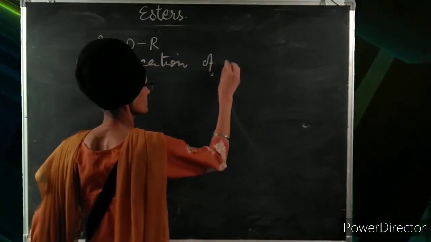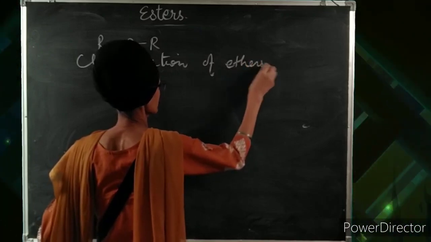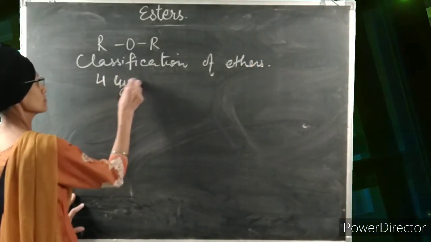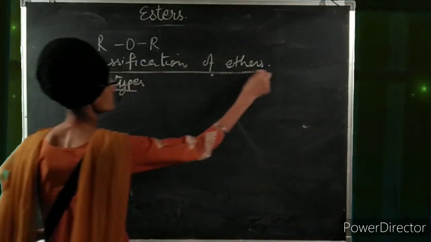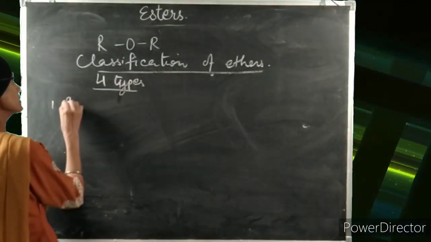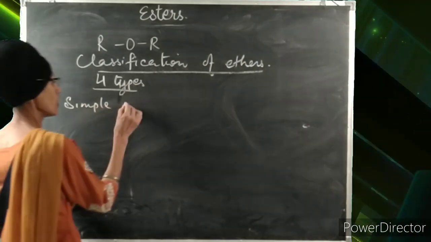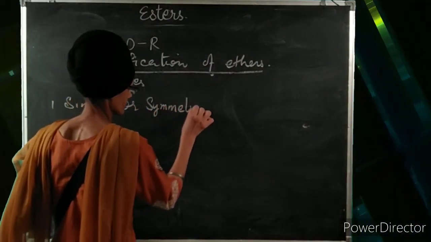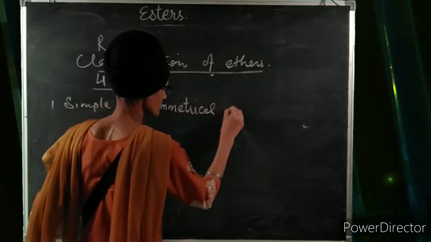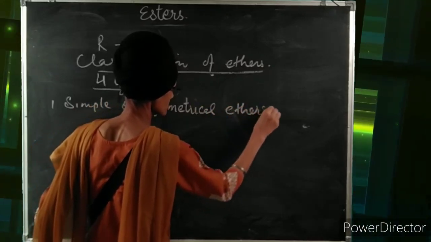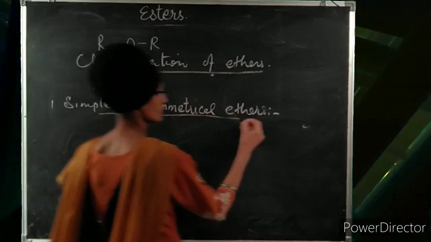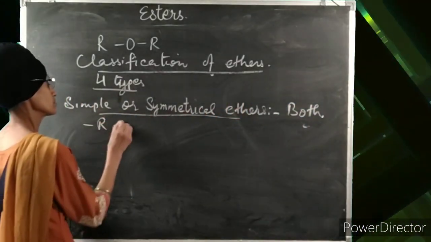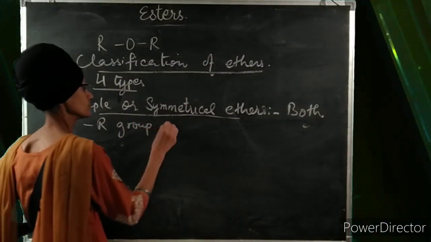Ethers are basically divided into four types. The first one is the simple or symmetrical ethers. Simple or symmetrical ethers are those ethers in which both alkyl groups are same.